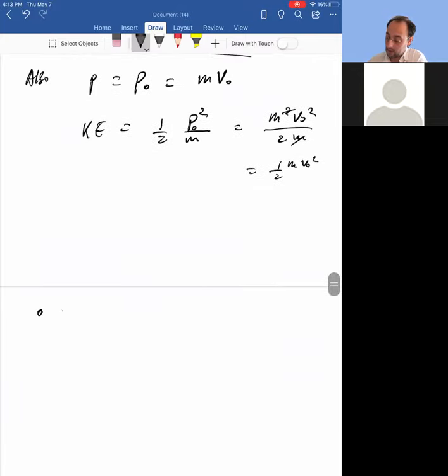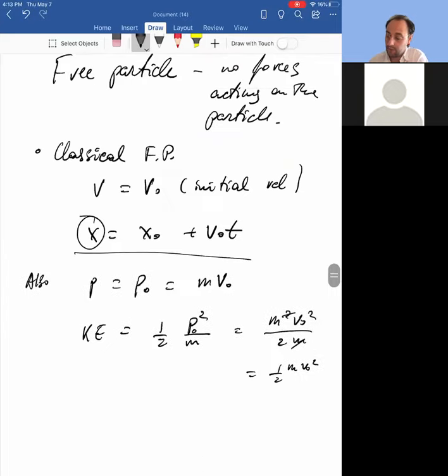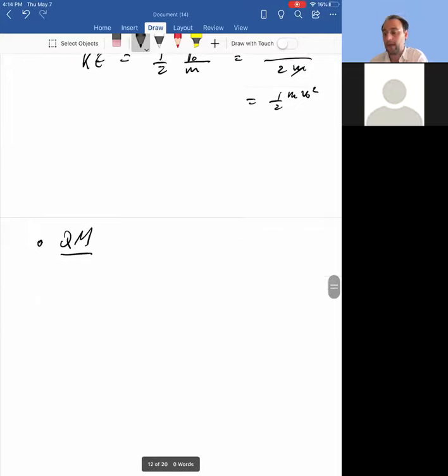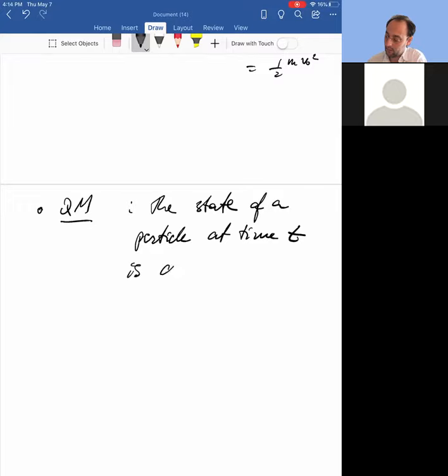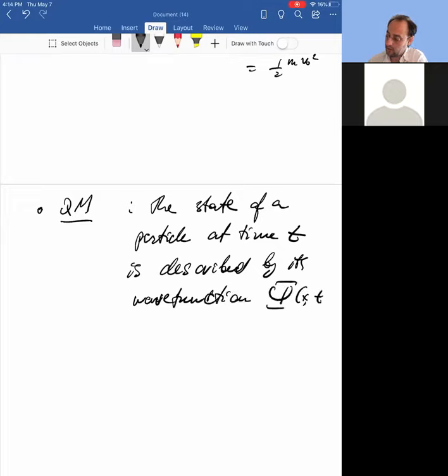Now in quantum mechanics, we discussed that while in the classical regime the state of a particle is described by its position versus time, so this is equal to x of t, in quantum mechanics the state of a particle is described by the wave function. It's a function of position and time.